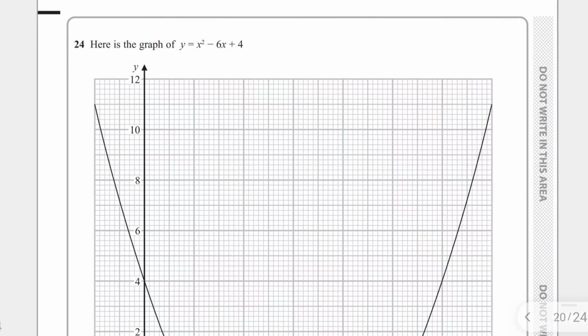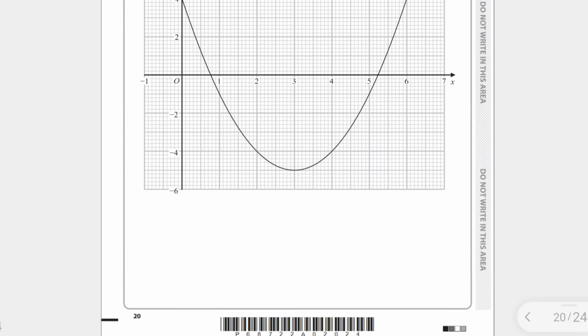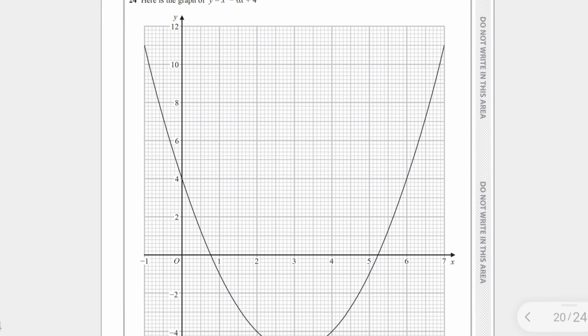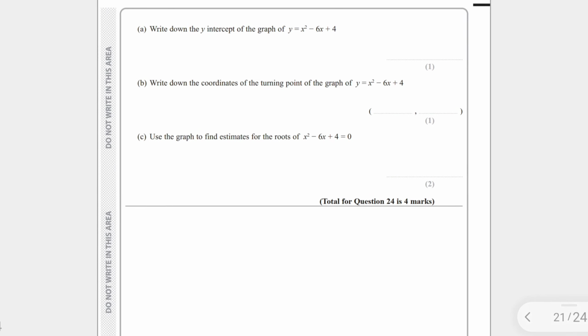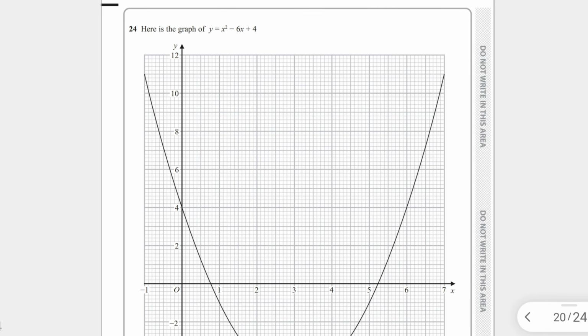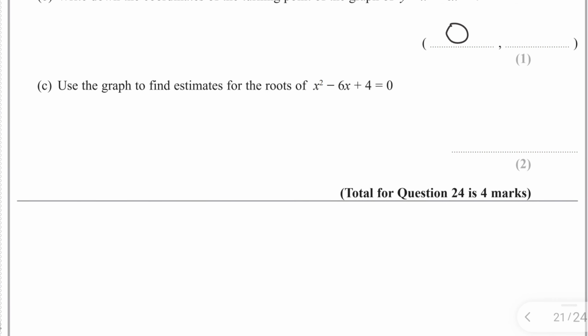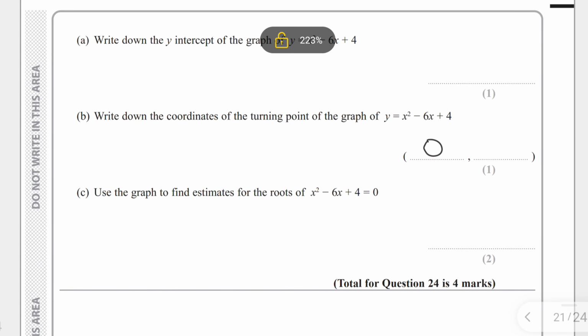Next, here's the graph of x squared minus 6x plus 4, right? So write down the y-intercept of the same graph. So the y-intercept is this point A, which is 0,4. Oh, my bad. 0,4. That is the y-intercept.